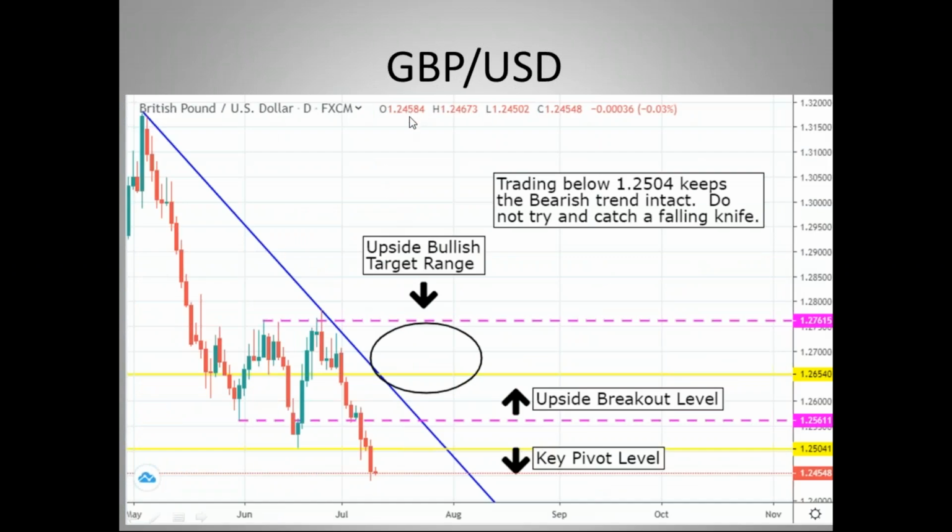So now we have the British pound US dollar, our second major currency against the dollar. Now, as you can see, this is obviously in a bear trend. The British pound US dollar has been pretty much a free fall for multiple reasons.